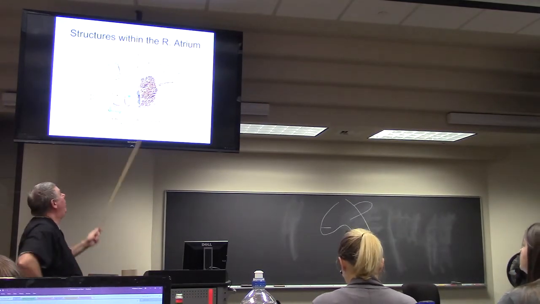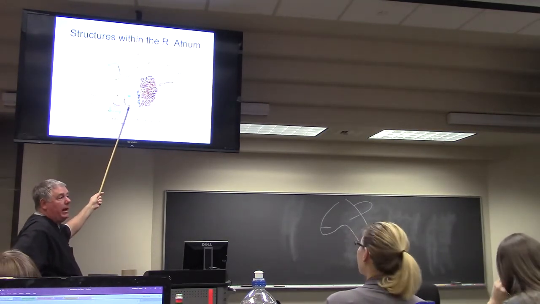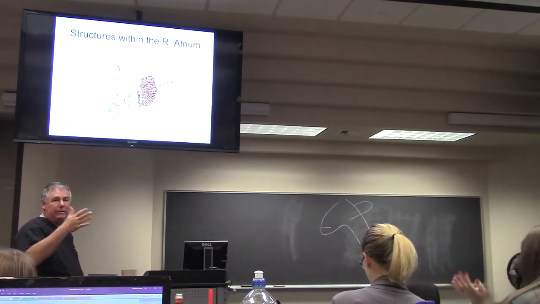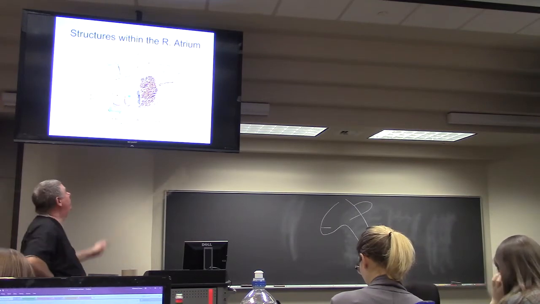There's also another little opening right here. Here's the coronary sinus. It has a little flap-like valve, and it's just a leaflet. That's all it is, a thin-walled leaflet. These two valves right here.